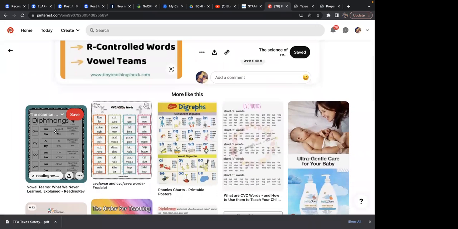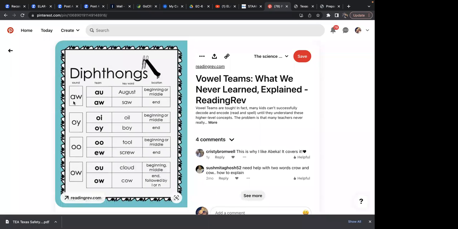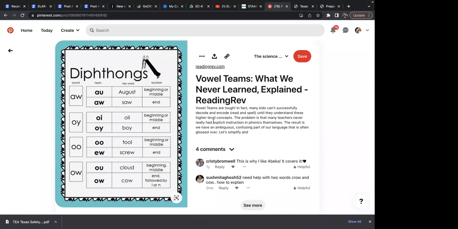All right, so here are diphthongs. Two of the, what is it? Oh no, it's two graphemes that make one phoneme, one speech sound, right? And then you have digraphs. Many kids can't successfully decode and encode, read, or spell until they understand these higher level concepts.